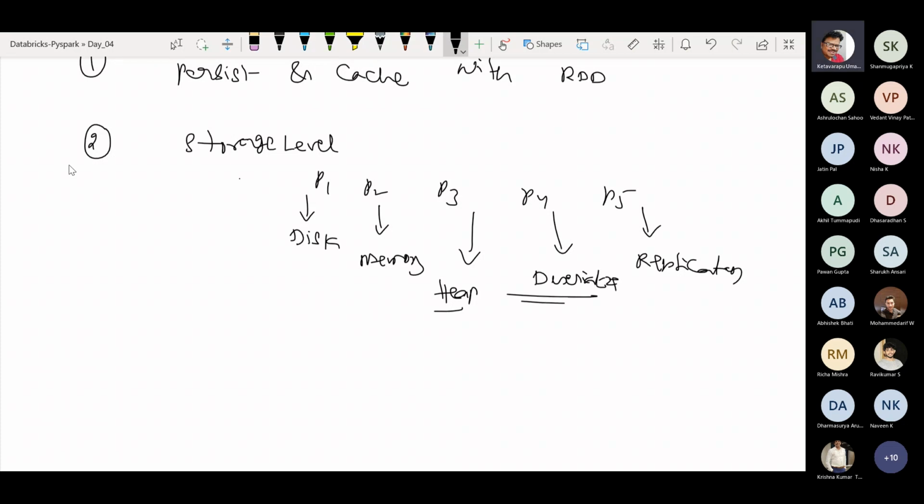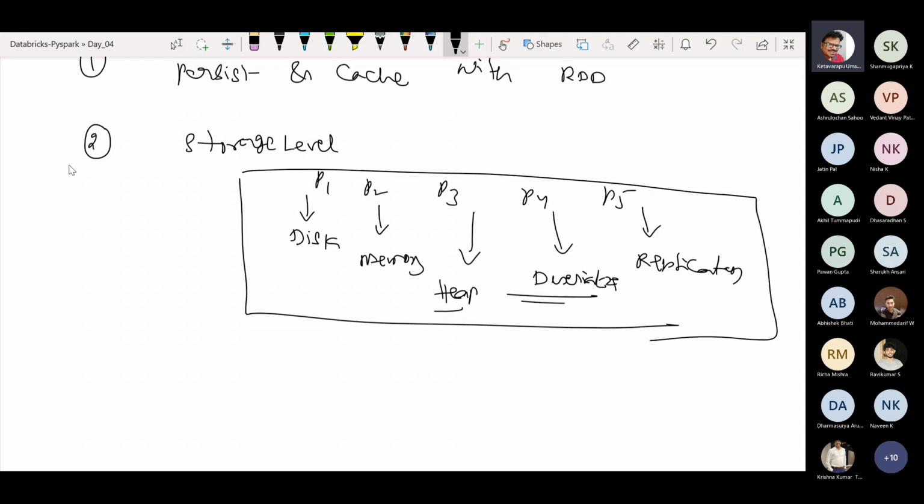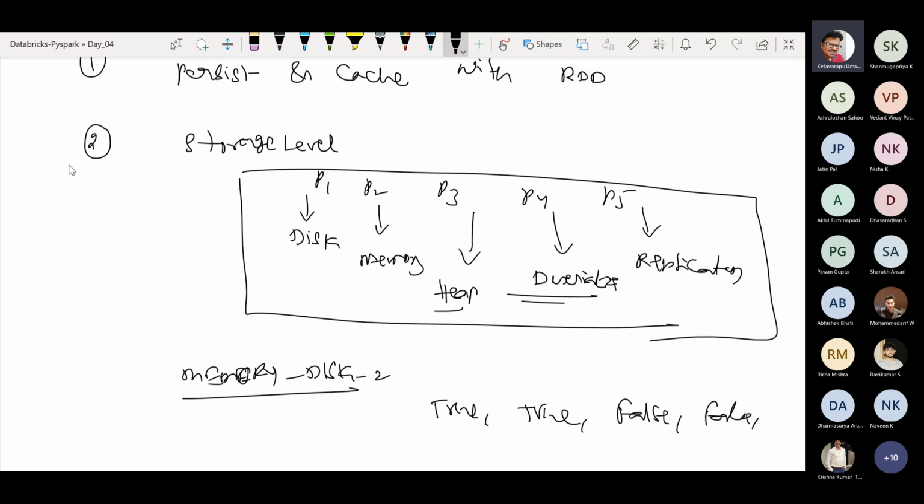Just to remember this, guys, you need not learn it by heart. If you remember these things, if they ask about memory and disk with 2 replication, you can easily say the first is true, second is also true, third is false, fourth is false, but the last one is true, 2 replication. If you go through this directly, you won't get any understanding, guys. So you have to go this way: first you see the most generic way, then you go to the specific way, right?